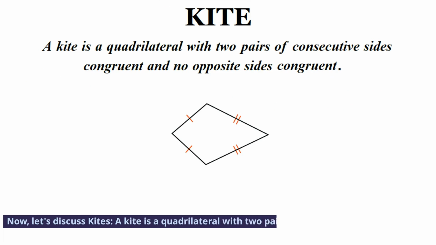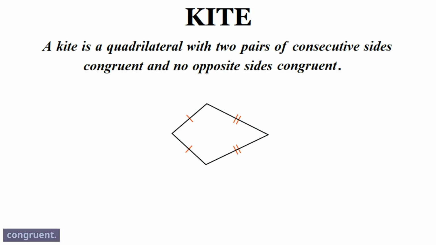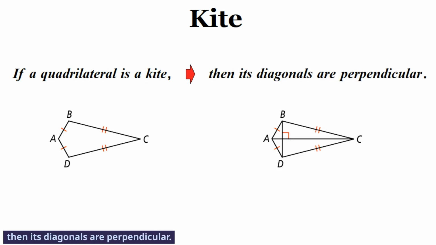Now let's discuss kites. A kite is a quadrilateral with two pairs of consecutive sides that are congruent. If a quadrilateral is a kite, then its diagonals are perpendicular. Let's prove this.